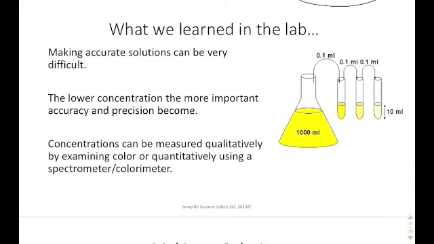Now, what we learned in the lab is that making accurate solutions can be very difficult. So probably none of you got it exactly correct. The ones that are more difficult to make are the ones of low concentration, because a lot of people looked at it and said, okay, I need to weigh out a tiny amount. But whenever you weigh out a tiny amount, you have more potential for error. So it is really important with low concentration that you be more accurate and more precise.